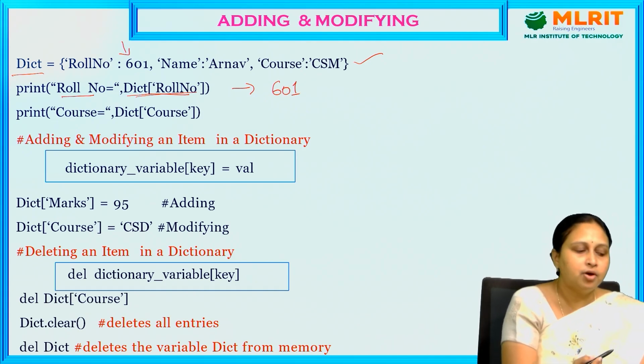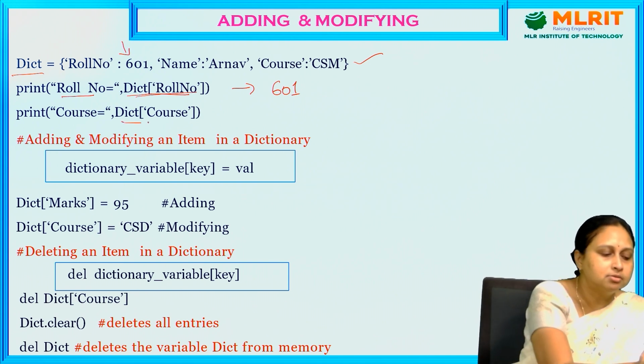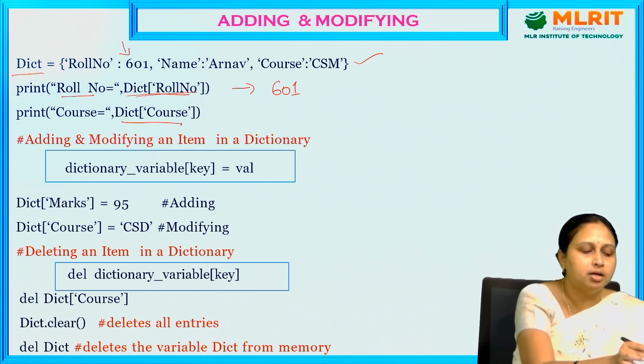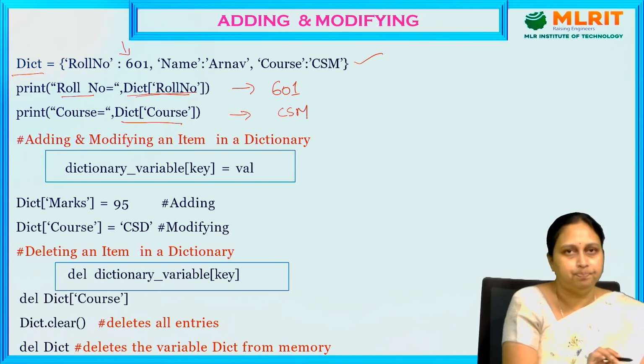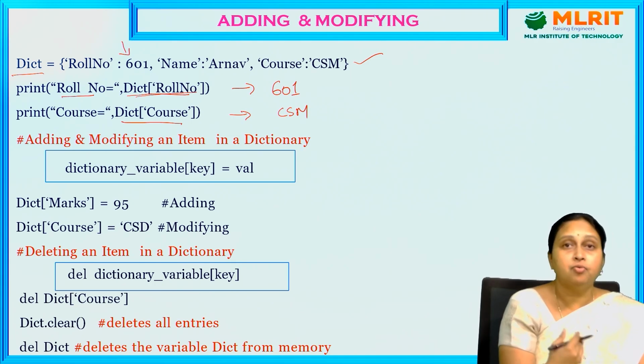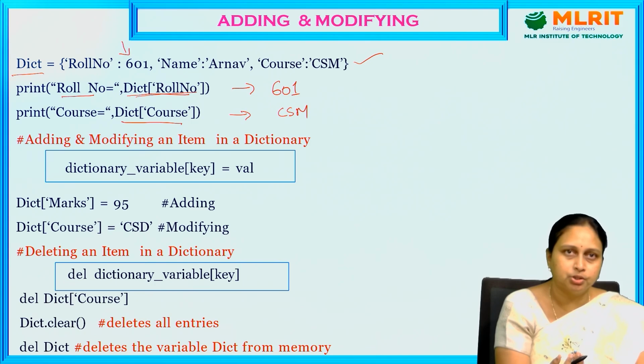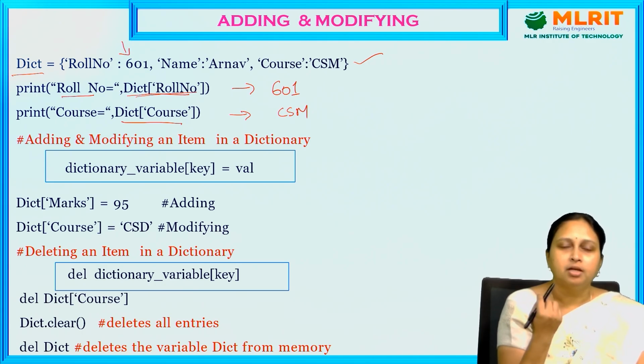And the other one, if I want to display a particular course which was present in the dictionary, then with that particular course I am going to give, it is going to display CSM, right? This is normal printing of those values of roll number and course. Now, if I want to do some modifications in the dictionary, how is it possible? Which value is to be modified, the key or the value? Both things are possible, right?